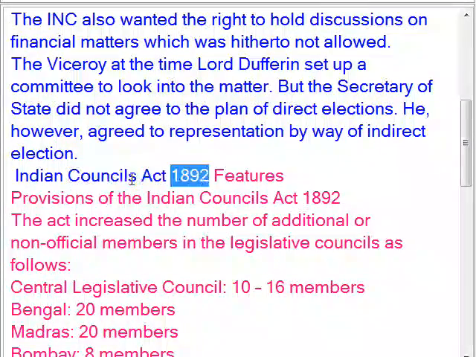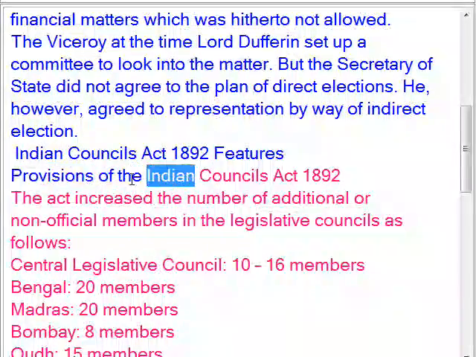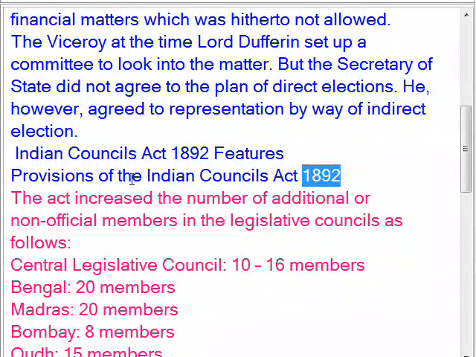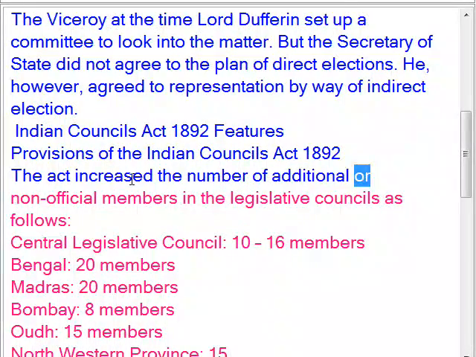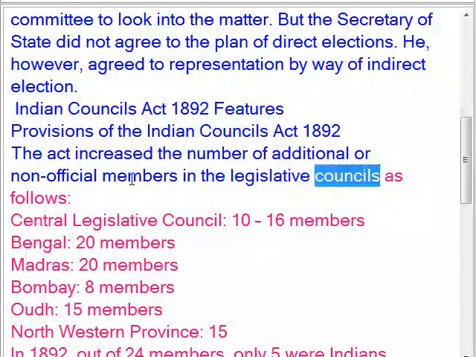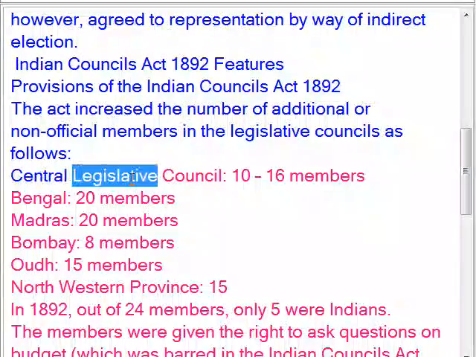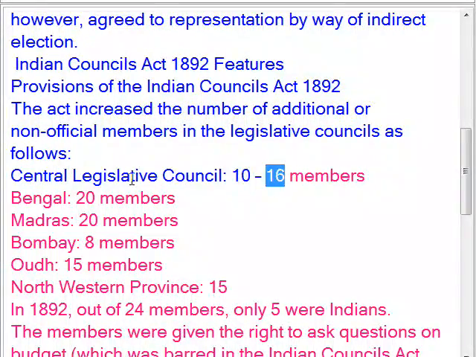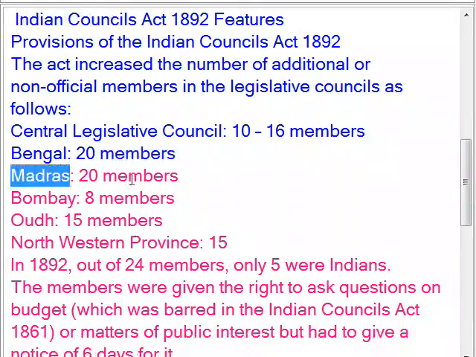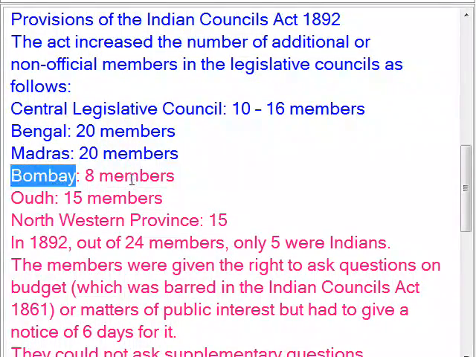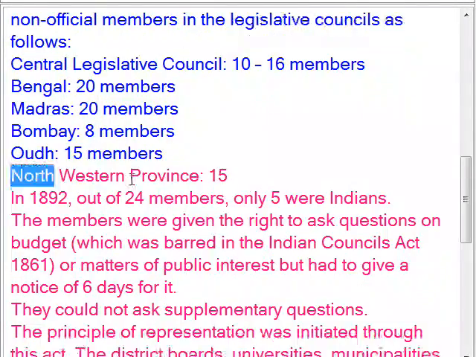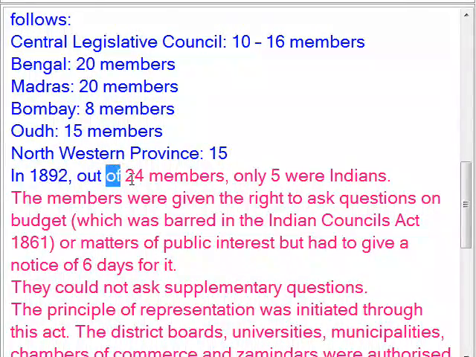Features: provisions of the Indian Councils Act 1892. The act increased the number of additional or non-official members in the legislative councils as follows. Central Legislative Council, 10 to 16 members; Bengal, 20 members; Madras, 20 members; Bombay, 8 members; Oudh, 15 members; Northwestern Provinces, 15 members. In 1892, out of 24 members, only 5 were Indians.